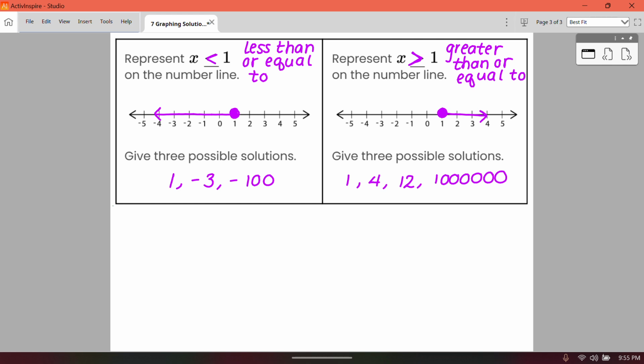It can be any number greater than 1 and including 1, but there are infinite possible solutions that you could put there. And that is how you graph the solution to an equation or to an inequality.